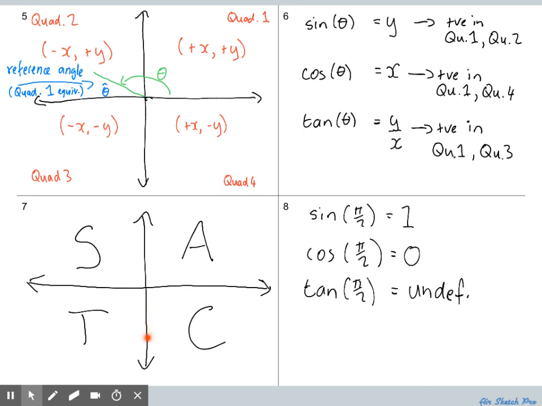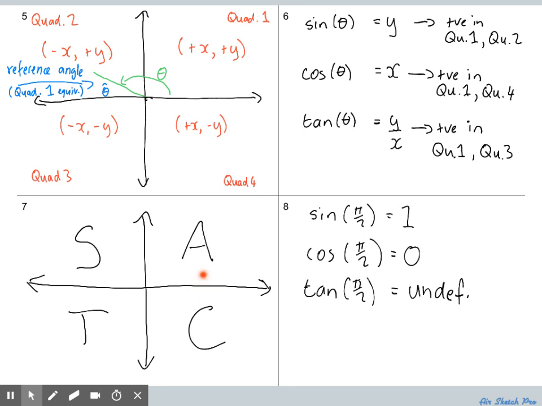The cosine of 3 pi on 2 would be 0 because there's no movement along the x-axis at this point. And the tan of 3 pi on 2 is again undefined. So as long as you remember how the trig values correspond to the Cartesian plane, limited by the fact it's on the unit circle, then you are pretty much good to go.